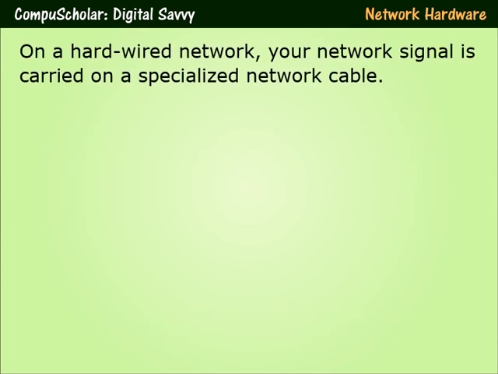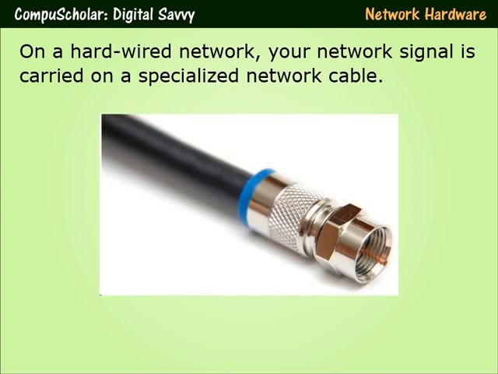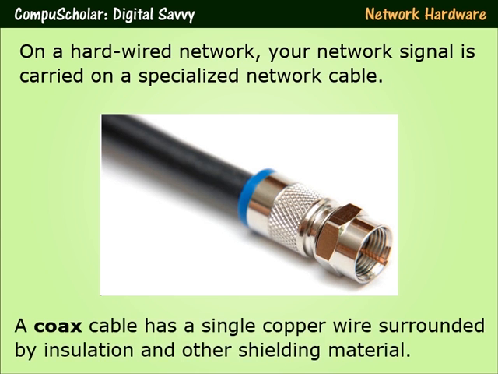If you have a hardwired network connection, your network signal is carried on some sort of specialized network cable. Over time, several different kinds of network cables have been created to physically connect computers together. The first type of network cable that was used was a coaxial or coax cable. These are the same cables that you use to connect your cable box to your television. A coax cable has a single copper wire that's surrounded by insulation and other shielding material. These cables are fairly cheap, but they're not very flexible and they are difficult to install.